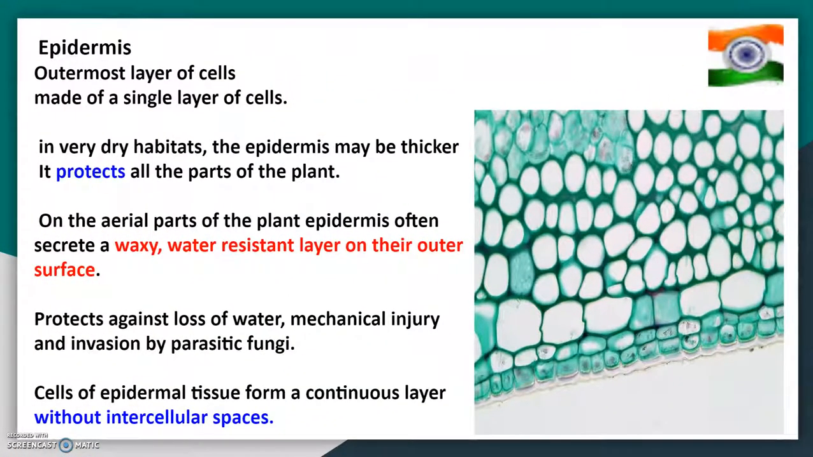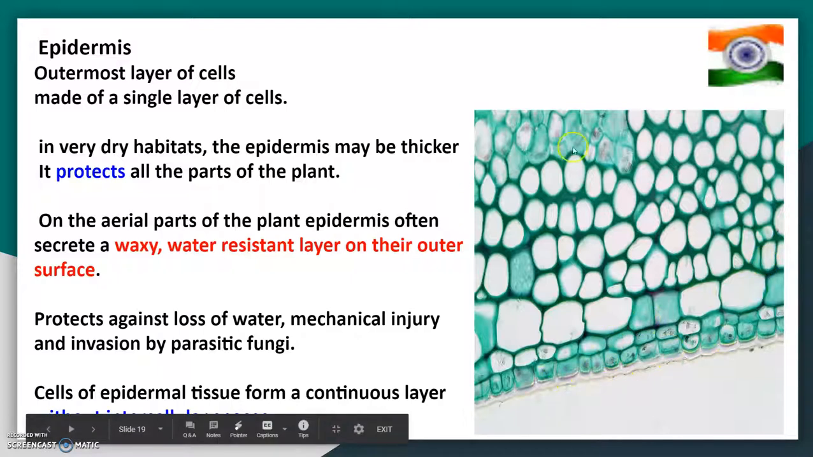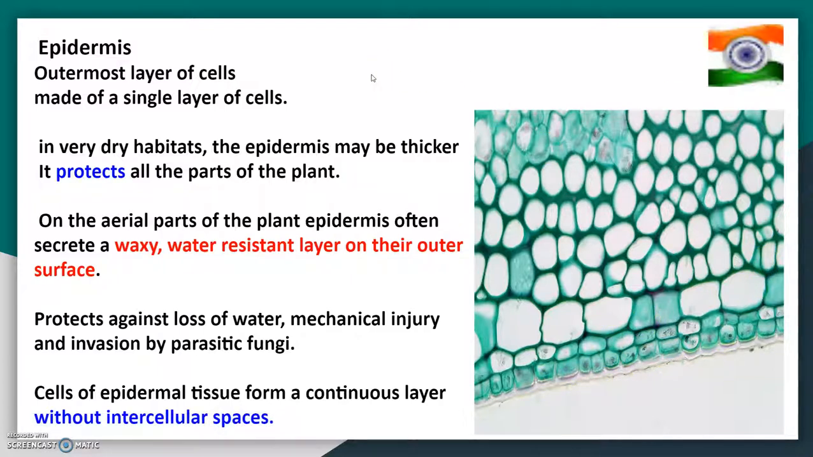Hi students, now in continuation with the plant tissue, we find here that epidermis. Epidermis we were talking about is the outermost layer of any tissue in the plants. So the outermost layer of cells, which is made up of a single layer of cells, is called epidermis. Now in some plants like desert plants, epidermis may be thicker because it protects the parts of the plants.